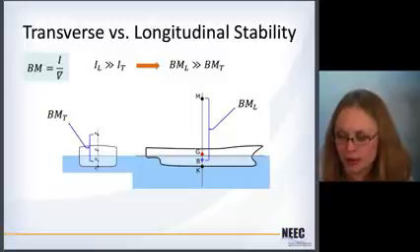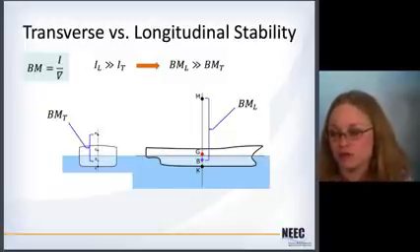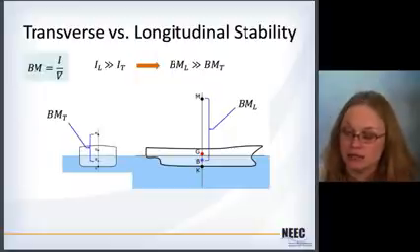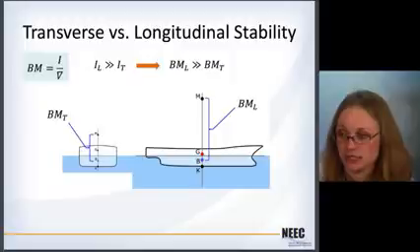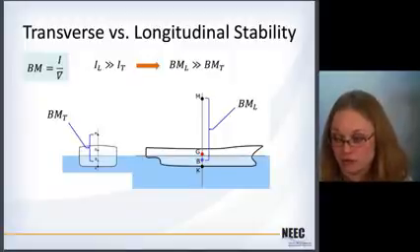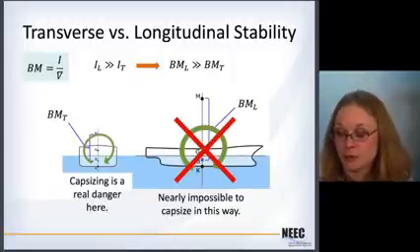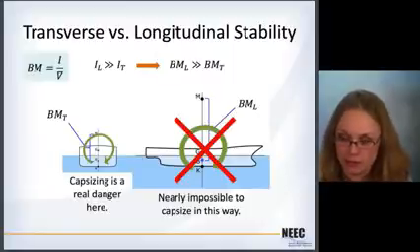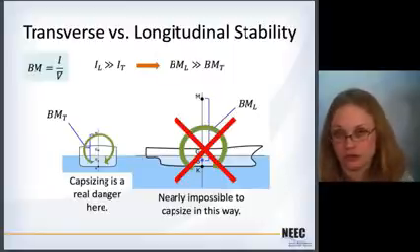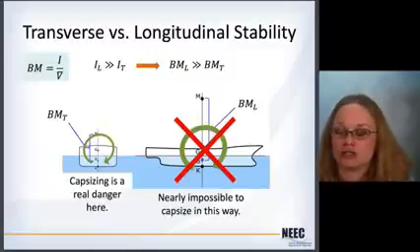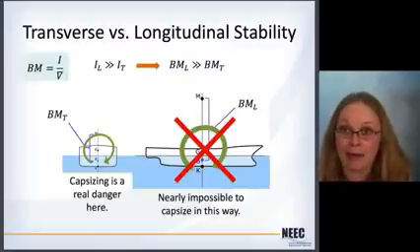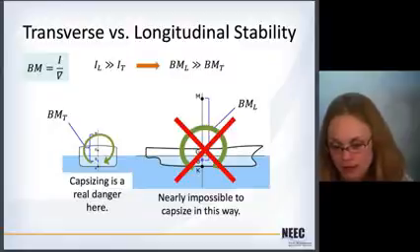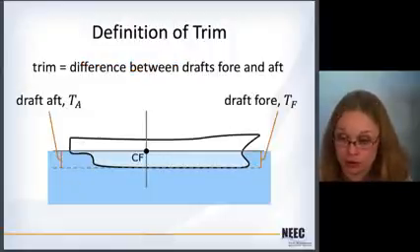BM is calculated the same way, but because the longitudinal moment of inertia is so much bigger than the transverse moment of inertia, the BM in the longitudinal calculations is a lot larger than the BM in the transverse calculations. So for transverse stability, capsize is a real danger because BM is not that big. But for longitudinal stability, BM is so large that it's almost impossible to capsize that way. So we don't worry about that so much, but we do worry about trim.